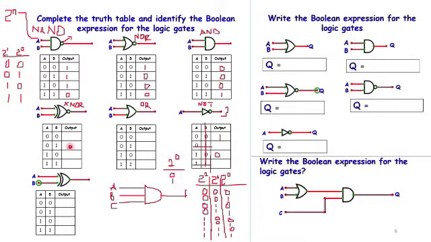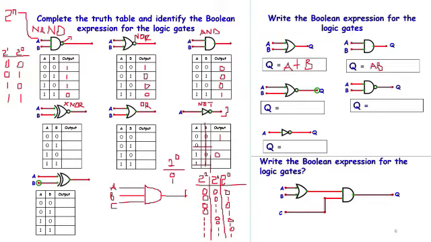Let's move to this. Write the Boolean expression for the logic gate. So this is A, B, this is an OR gate. So Q will be equal to A, or, the OR there is a plus, B. So that's the answer to that. So here is an AND gate. So this is just AB. You can also write A dot B, but I prefer AB.